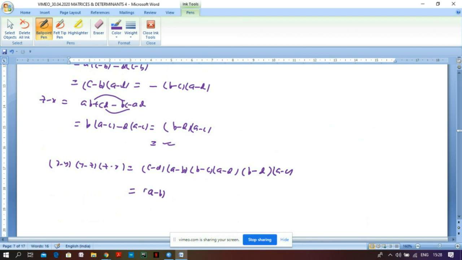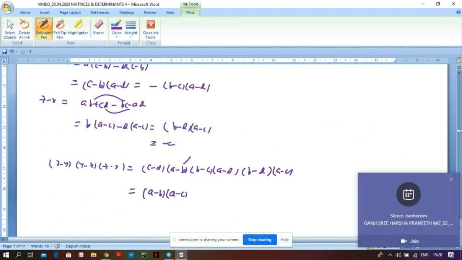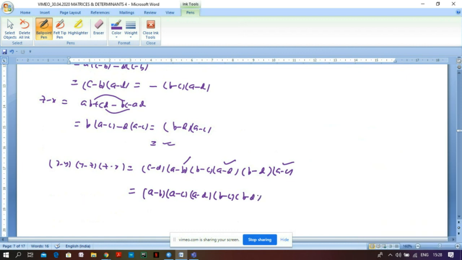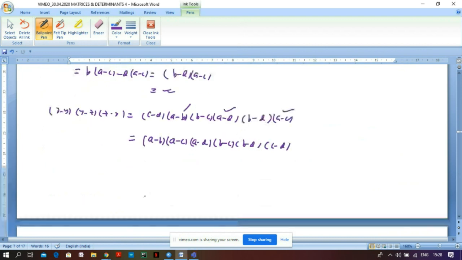So I can write a minus b, and then a minus c, and then a minus d. Once I get a minus b, a minus c, a minus d, from b we have b minus c, b minus d, and then ultimately here c minus d. So for this determinant, we have proved that indeed the value is a minus b, a minus c, a minus d, b minus c, b minus d, c minus d.